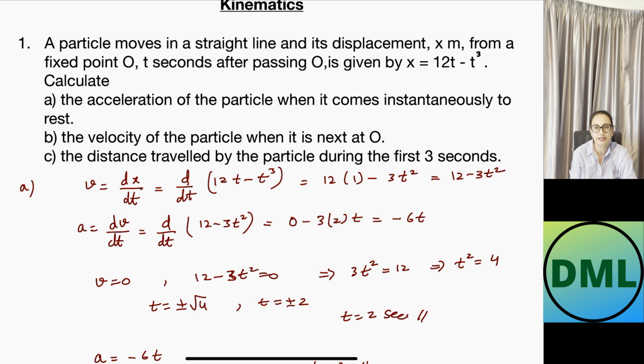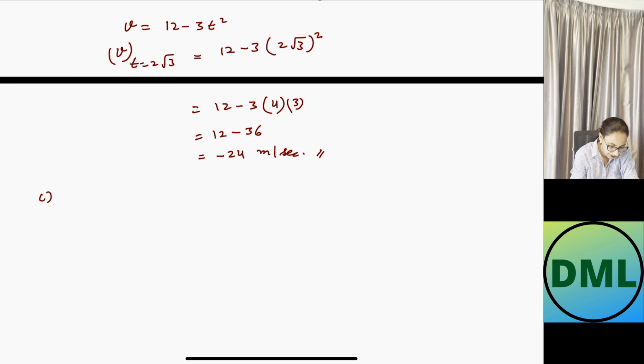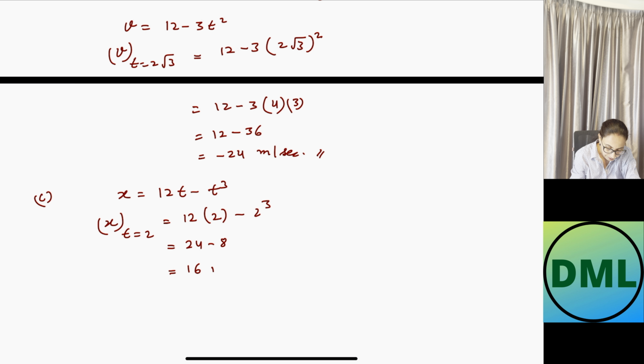I have to calculate from the first 3 seconds how much distance he traveled. When he stopped, can we calculate the distance at t equal to 2? For that, the value for t is 2, and I have to substitute it in my distance. Let's substitute the value here. C part. My distance x is given as 12t minus t cube. I need to find the distance when my time was 2. That will be equal to 12 times 2 minus 2 cube, which is 24 minus 8, which is 16 meter. That will be my answer for the distance traveled when time is equal to 2.